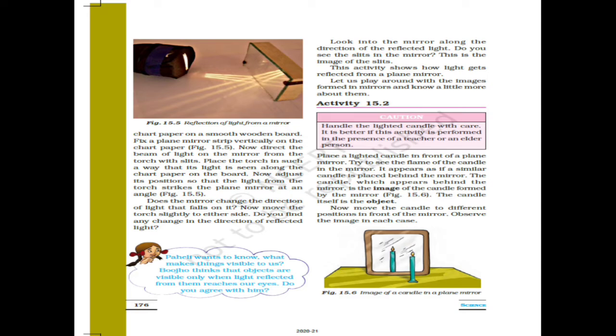Now what you have to do, you have to take a lighted candle and keep it in front of a mirror. If you look in the mirror, you can see the same candle as if it is kept behind the mirror. Whatever you are seeing in the mirror is the image of the real object. The picture that you are seeing in the mirror is called the image, and the candle which you have kept is called the object.